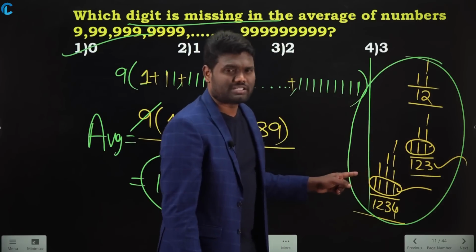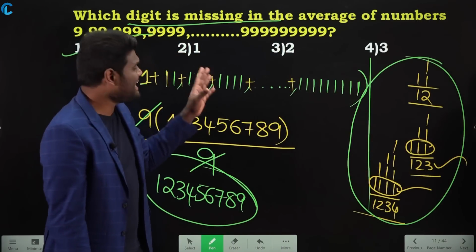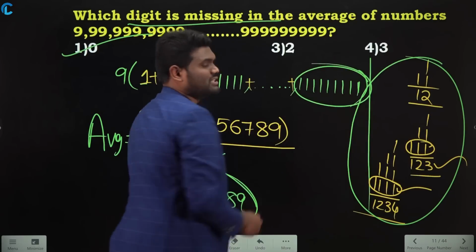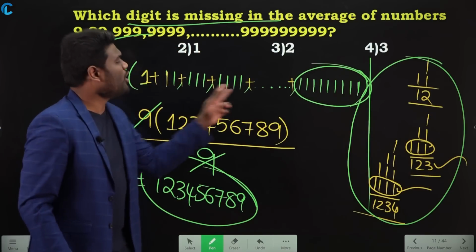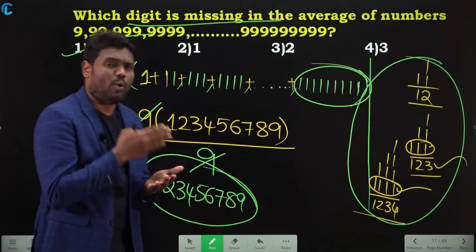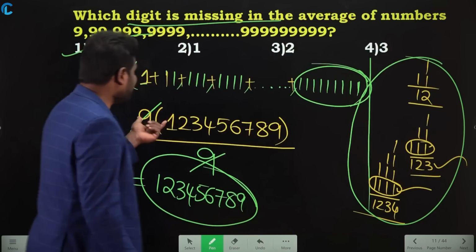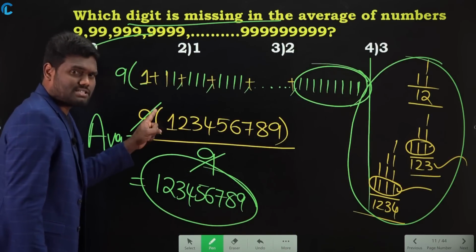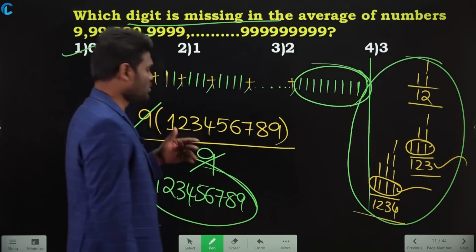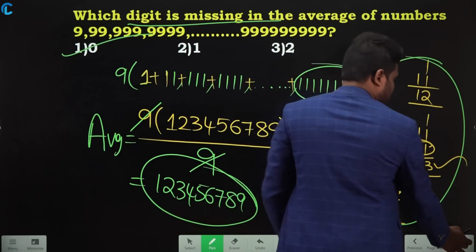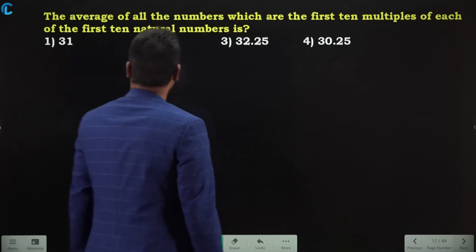So similarly, as you have 9 ones, when you add all these numbers, it is going to be 1, 2, 3, 4, 5, 6, 7, 8, 9. Okay. So this is nothing but the sum. Average means sum of numbers divided by number of numbers. When you calculate that, the answer is going to be 0. Okay. Let us look at the next one.